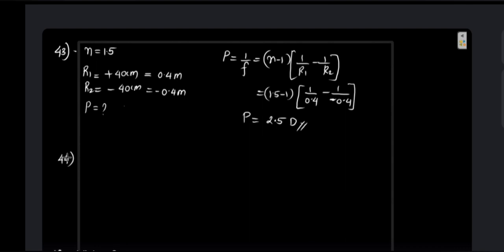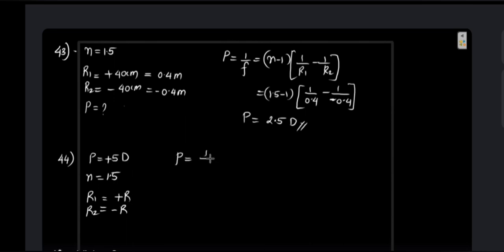44. A double convex lens of plus 5 diopter, so power is provided to us, plus 5 diopters, is made of glass having a refractive index of 1.5 with both its faces of equal radii. So R1 and R2 are going to be plus R and minus R. Find the value of curvature. So R we have to find out.